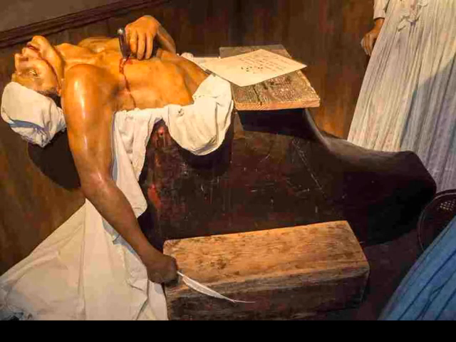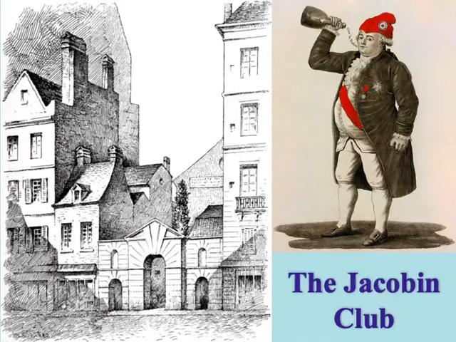Within the mob violence of Paris, we can see the emergence of some political organization in the formation of the Jacobin Club in Paris. The Jacobin Club really represents the emergence of a political party that is going to be very significant in taking control and leadership of the French Revolution.